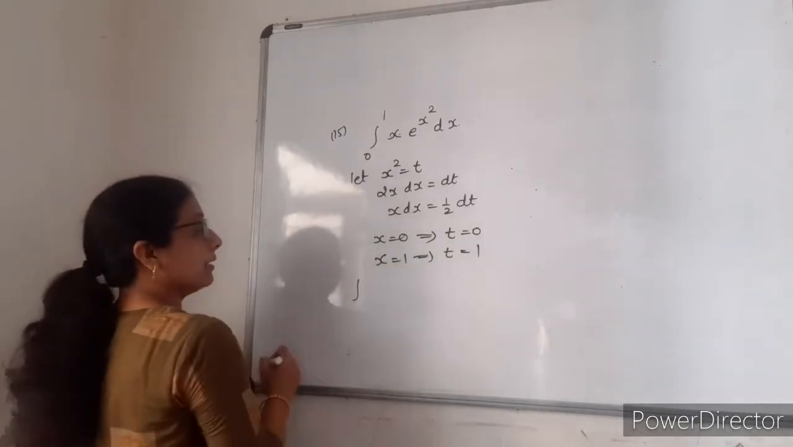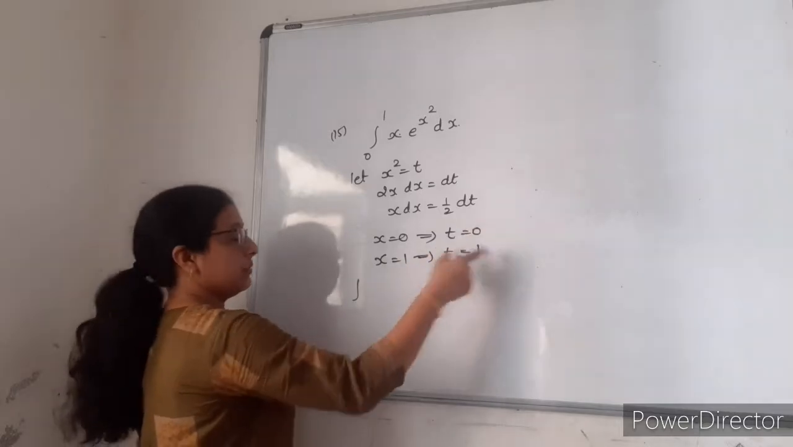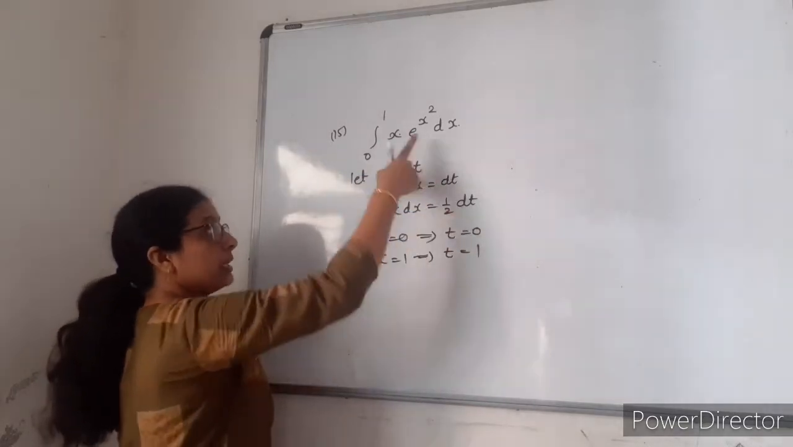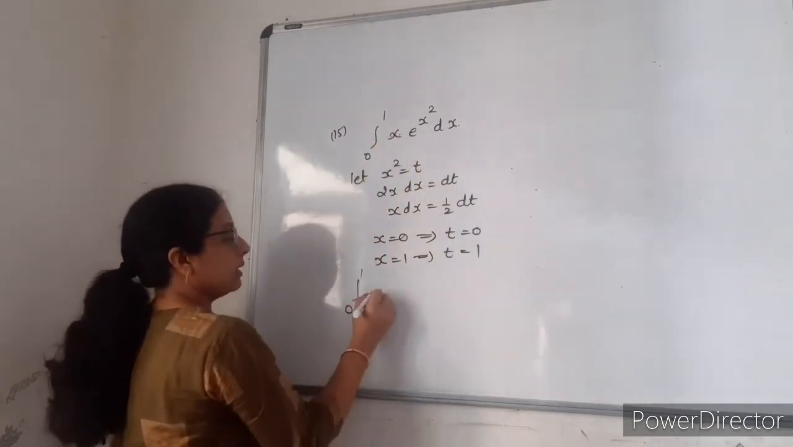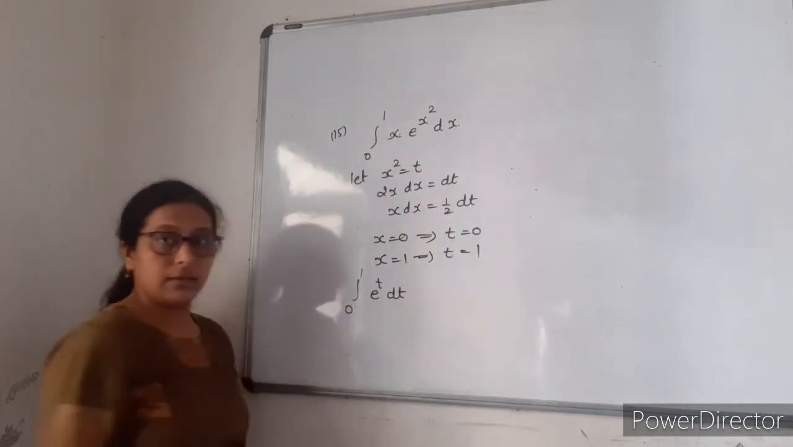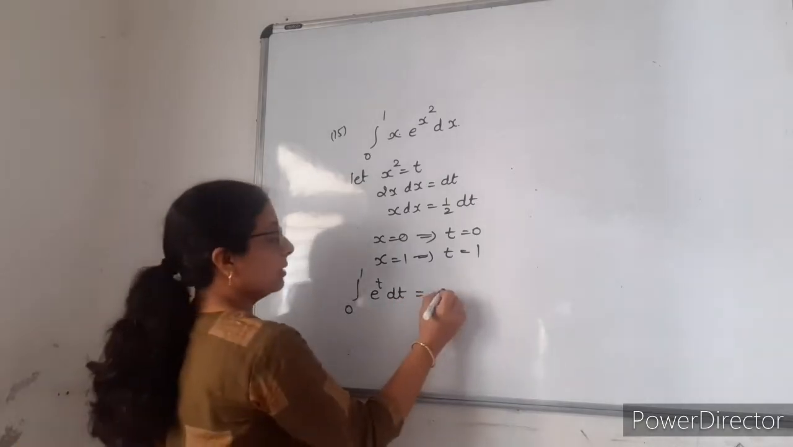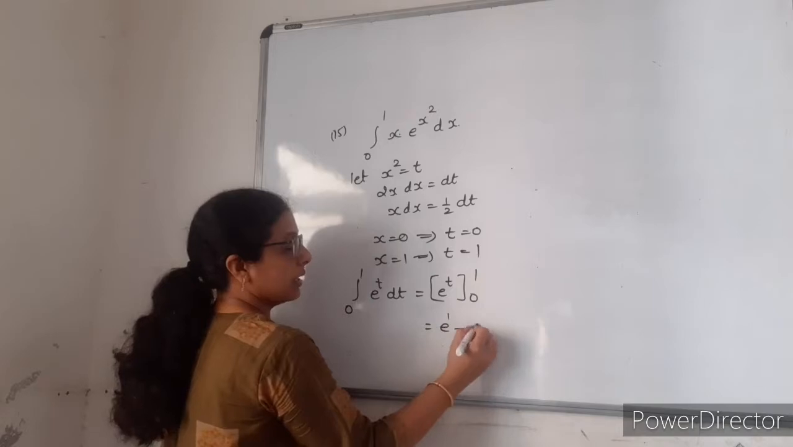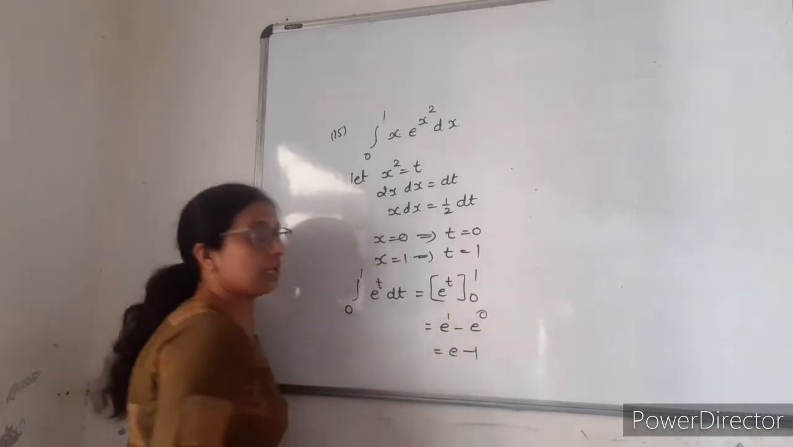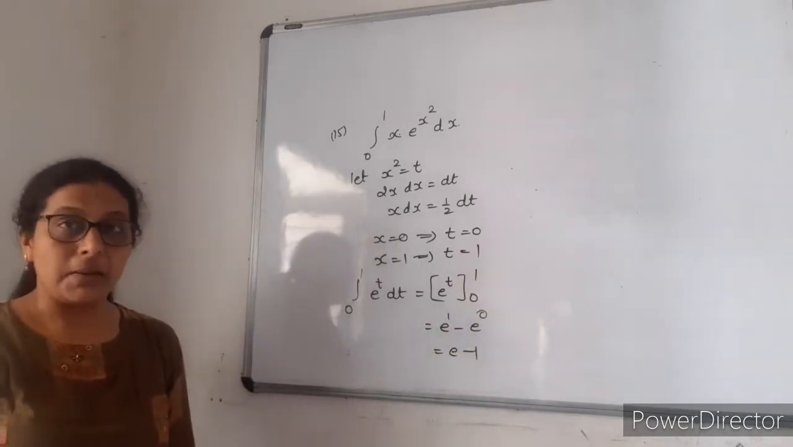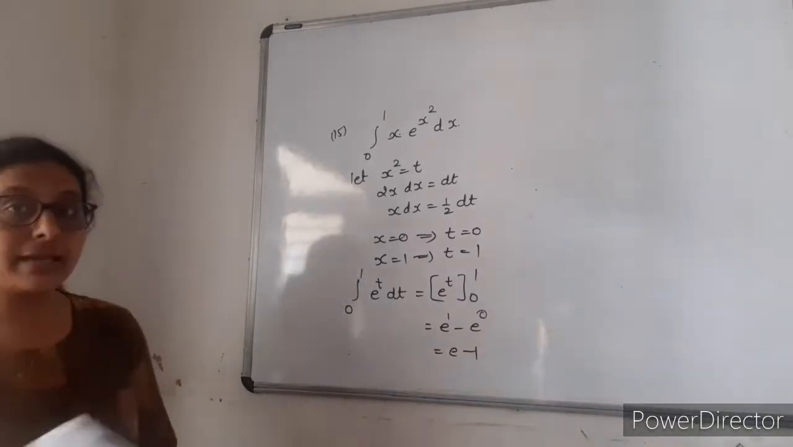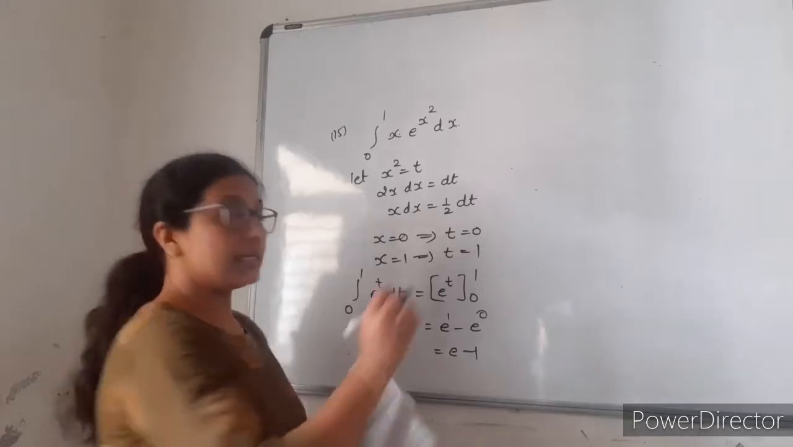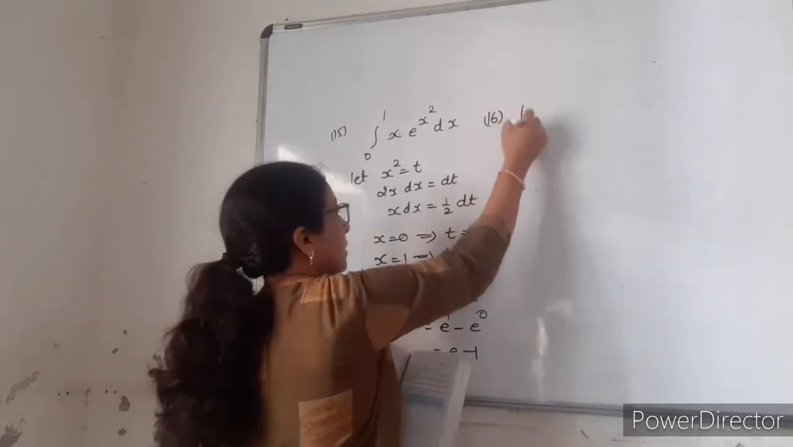Then integration, instead of 0 to 1 it remains same, 0 to 1. x dx is 1 by 2 dt. e raised to x square is e raised to t dt. Now the integration of e raised to t from 0 to 1. So e raised to 1 minus e raised to 0. So e minus 1 is our answer. It's simple. That is question number 15. Now question number 16 we will go ahead.